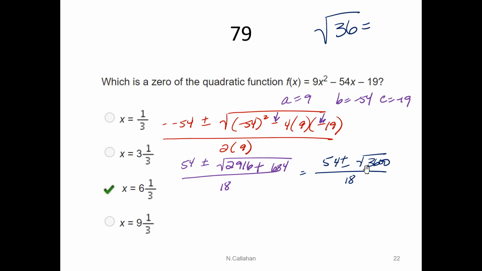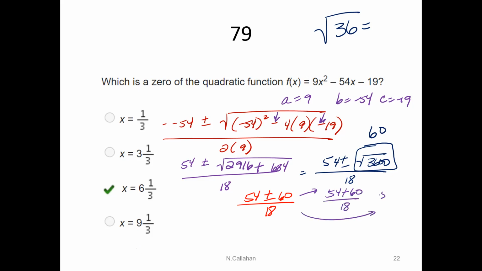What's 6 times 6? It is 36. Yeah, so this part right here is just going to be 6 and a 0. 60 times 60 is 3600. So you're going to have 54 plus or minus 60 over 18. And I know you're like, but wait a second, this is just one answer. I have two answers here, so you're going to separate it. First answer is 54 plus 60 divided by 18. Second answer is going to be 54 minus 60. Divided by 18.